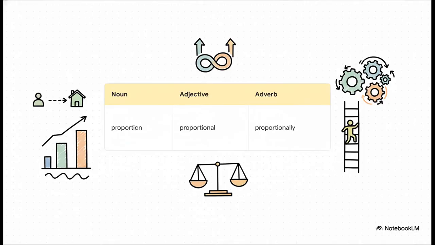Now let's look at the idea of proportion. We often use the phrase in proportion to. This means that as one thing changes, another thing changes at a related rate. This table here shows its different forms. You've got the noun proportion, the adjective proportional, and the adverb proportionally. For instance, you could say something like, the salary is proportional to the experience.